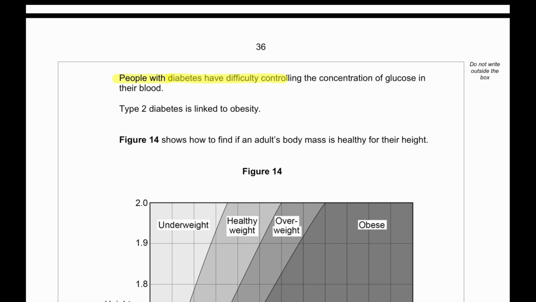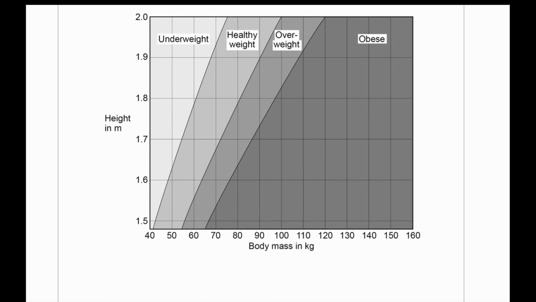People with diabetes have difficulty controlling the concentration of glucose in their blood. Type 2 diabetes is linked to obesity. Figure 14 shows how to find if an adult's body mass is healthy for their height. We can see body mass in kilograms and height in meters. And we can then see whether they are underweight, healthy weight, overweight, or obese, depending on this particular graph.